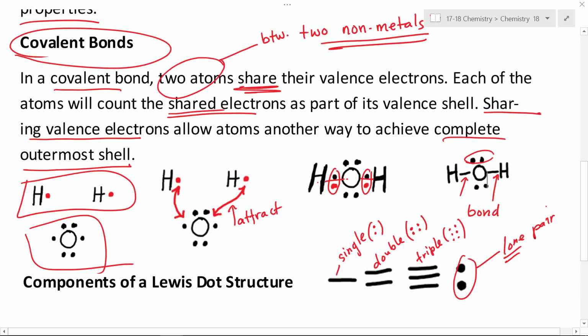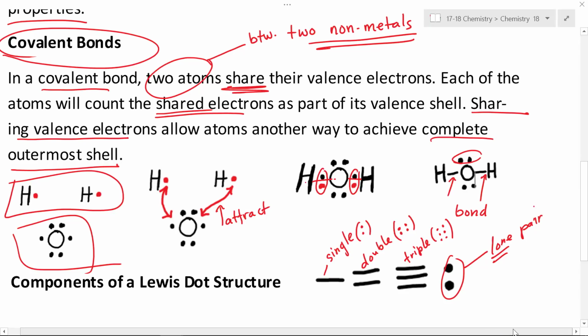Now, here's one thing tricky about the lone pairs of electrons. Sometimes in a Lewis dot structure, we don't have to draw the lone pairs of electrons. That means you have to figure out that they are there. So if we look at hydrogen and oxygen here, another way of drawing that would be this. So this is not always drawn out for us, okay? So be careful with that.